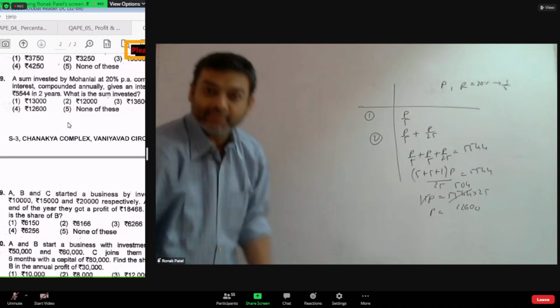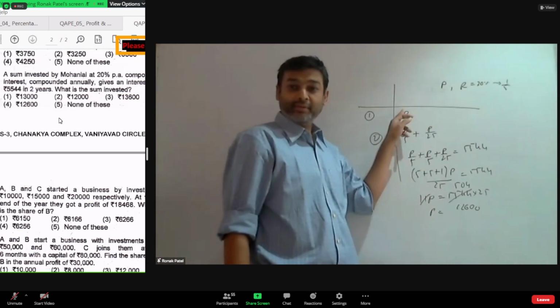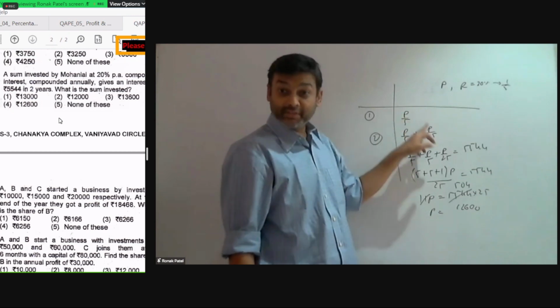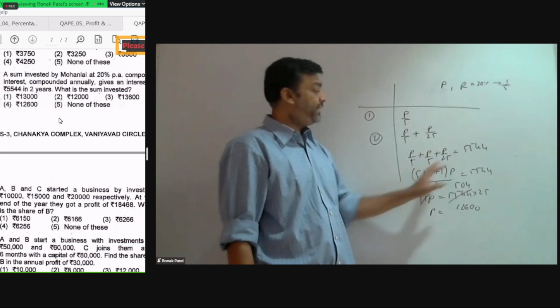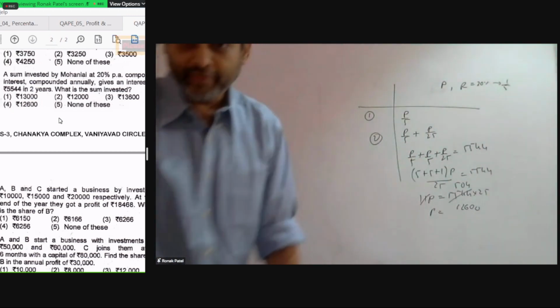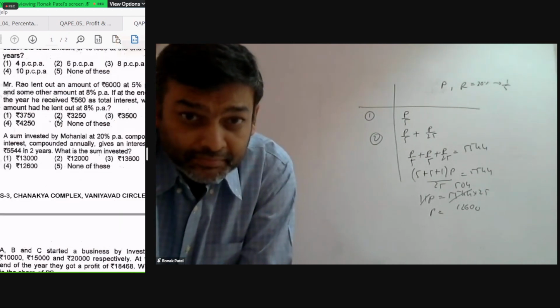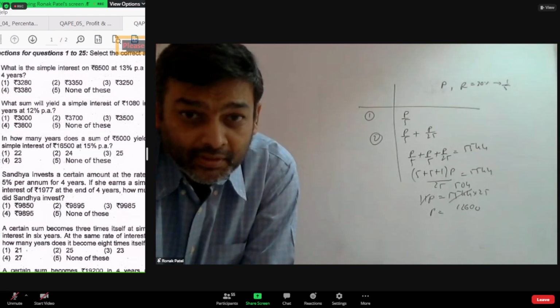Everybody understood the concept I'm using for compound interest? First year interest at 20% is called 1/5. Second year, you get the same on the principal, but on the first year's interest you get once again 1/5. So 1/5 of P by 5 is P by 25. You add it and get your answer. Clear, everybody? Or should I explain again? Fine. 10th number, you try.